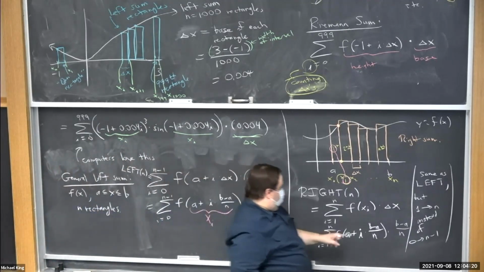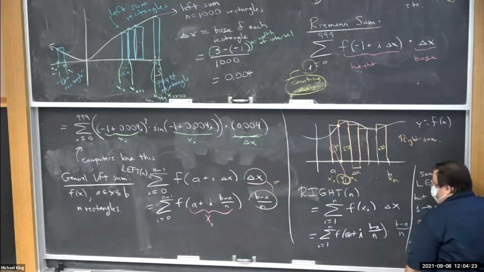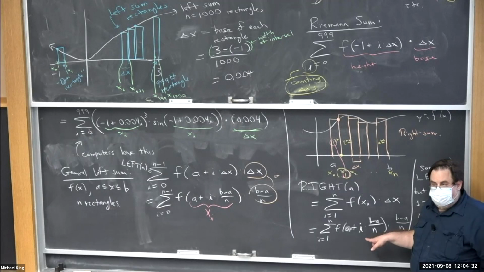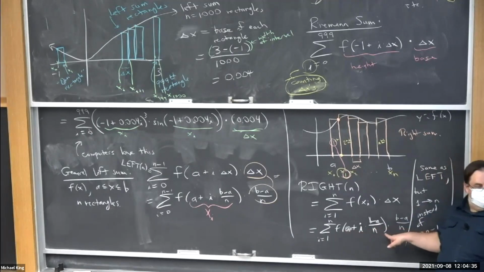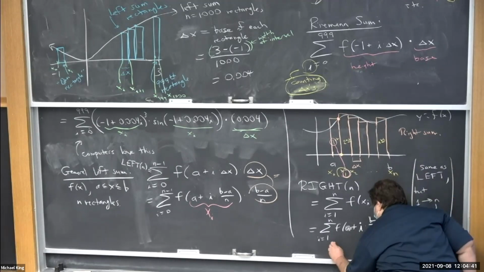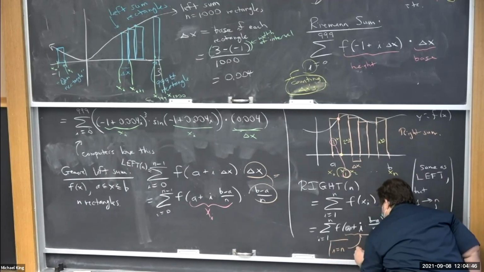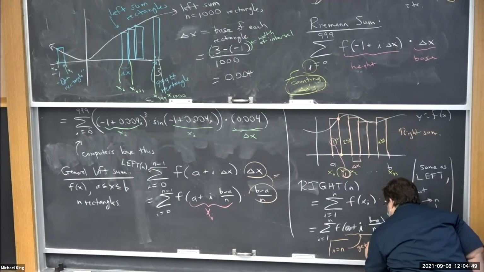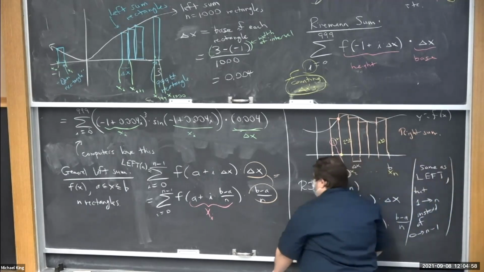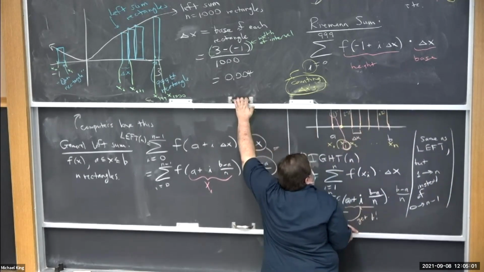And the same thing here, if you plug in i equals n, the n's cancel, and you get a plus b minus a. What does a plus b minus a equal? b, right? So you do get b. So just note, when i equals n, this becomes b, which is what you want. Okay, so that is left and right sums.